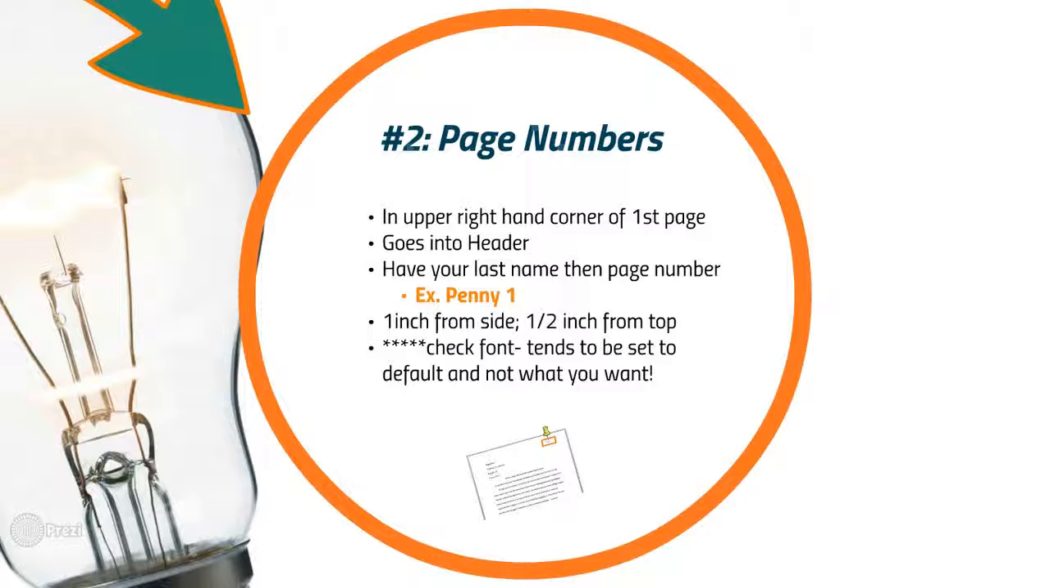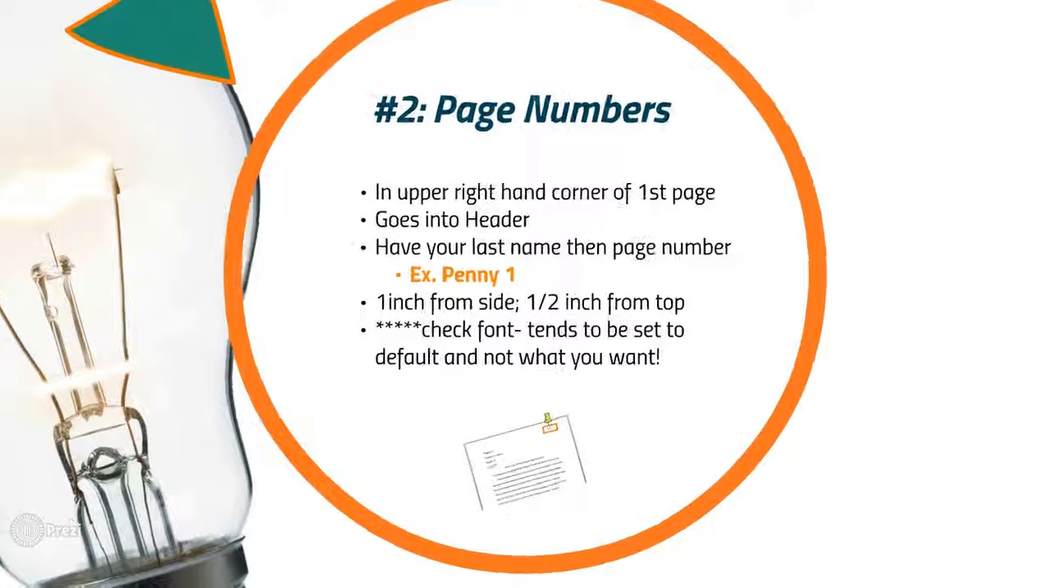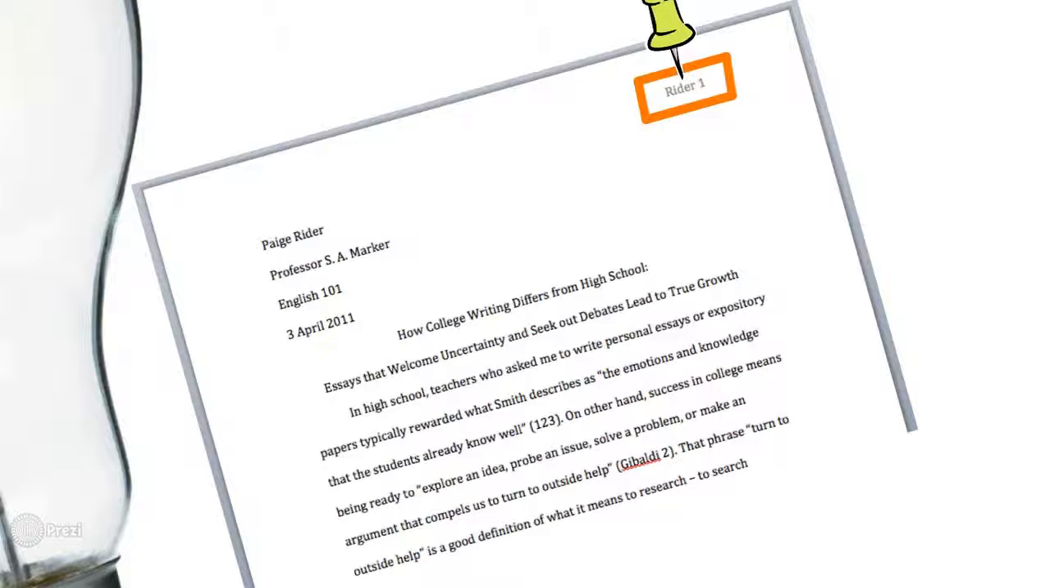Alright, next, page numbers. Page numbers are very crucial, and they go in the upper right-hand corner of your first page. It goes in the header, and it's going to be your last name followed by the page number itself. And this will be 1 inch from the right-hand side and 1/2 inch from the top of your paper. And be careful because it tends to change the font. And I promise page numbers are uber important, because if you've ever been walking to class, drop your papers, and they're not stapled, it's a mess, trust me.